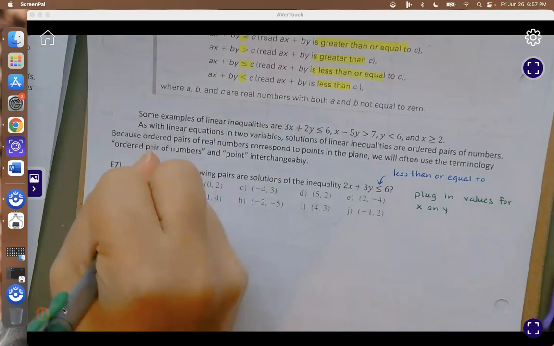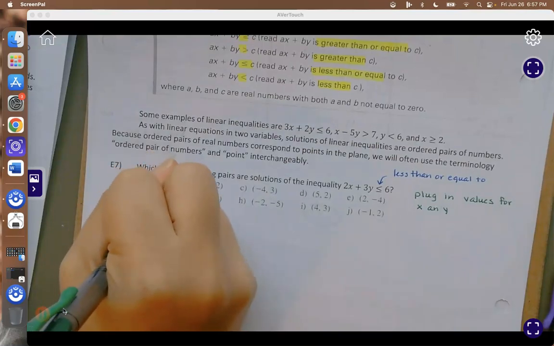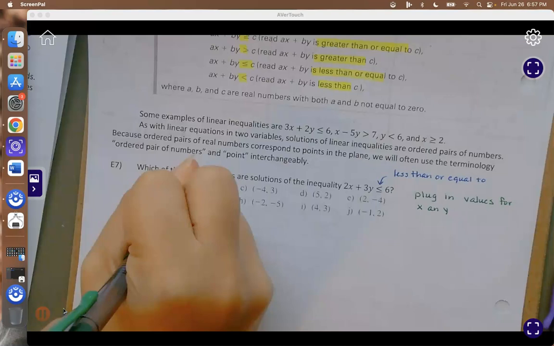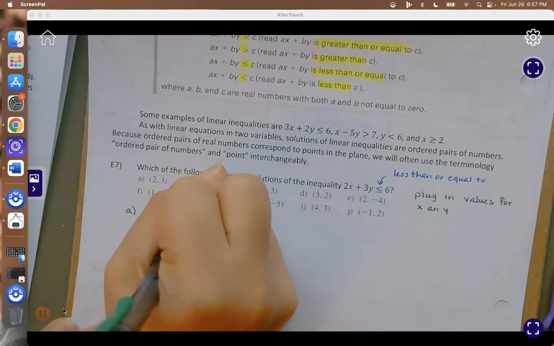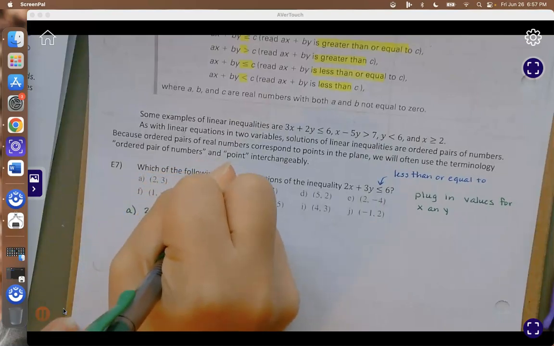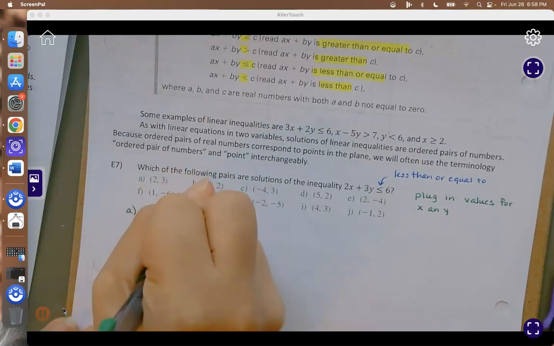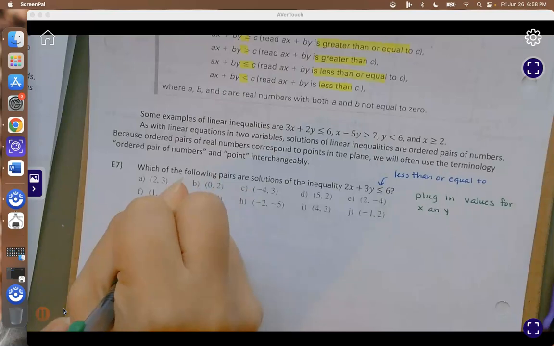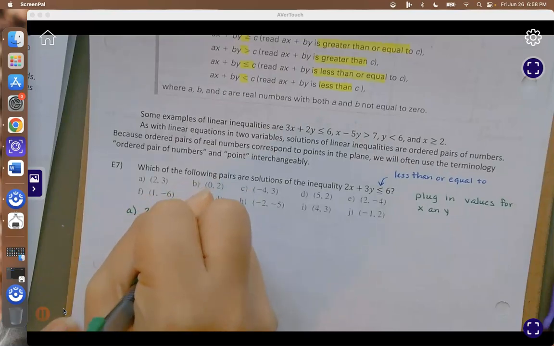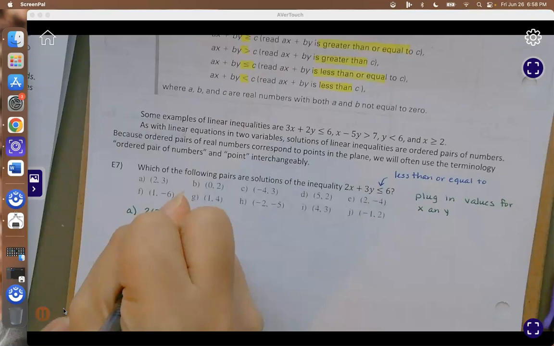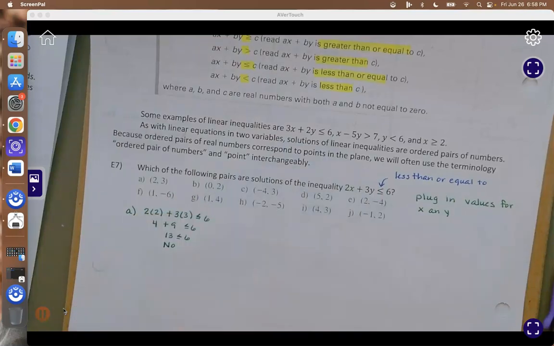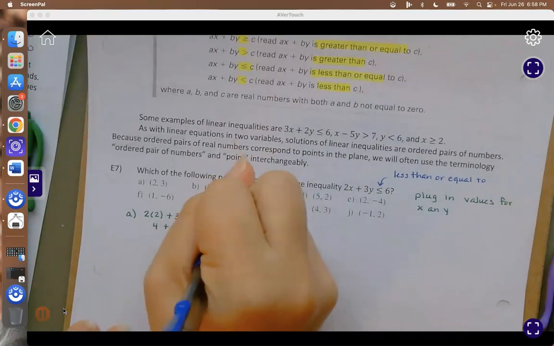Alright, so let's see if A works. So we're going to do 2 times 2 plus 3 times 3 and see if it's less than or equal to 6. So this is 4 plus 9, so that gives me 13. 13 is not less than or equal to 6. So that one doesn't work. So let's go to the next ordered pair.